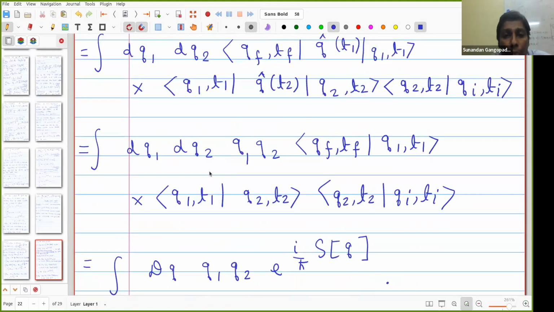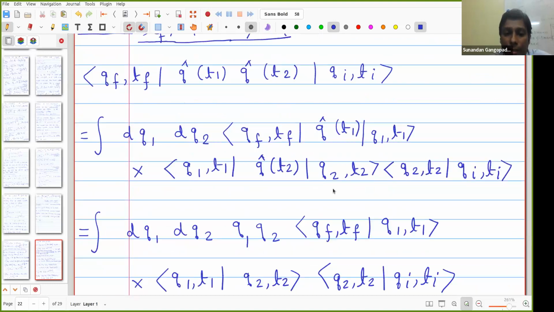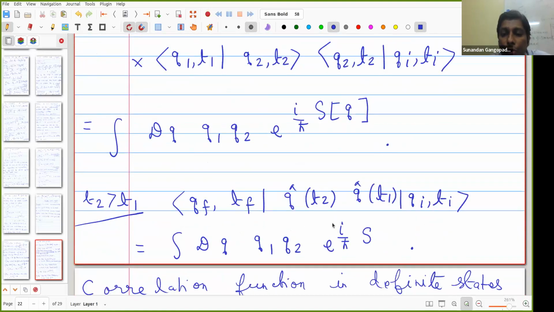In the case when t2 is greater than t1, this theta function will not fire, this will be equal to 1, and what is needed is to calculate the matrix element of these two operators between the given states. And if you do that, once again, you will end up with the same result. The result will be the same.